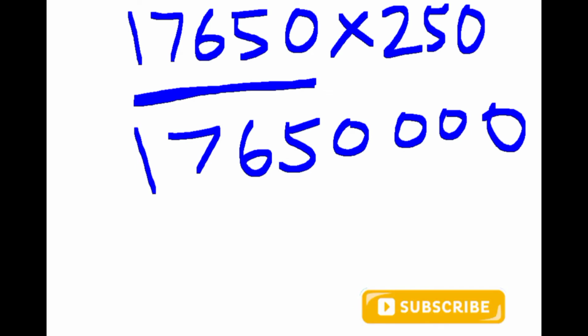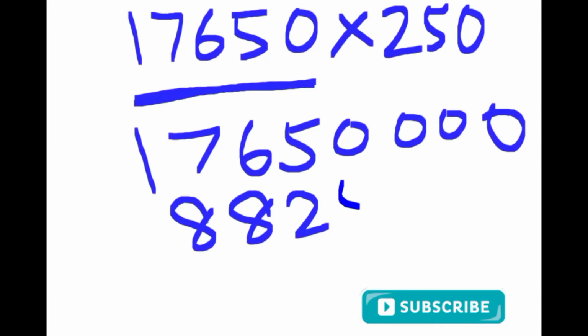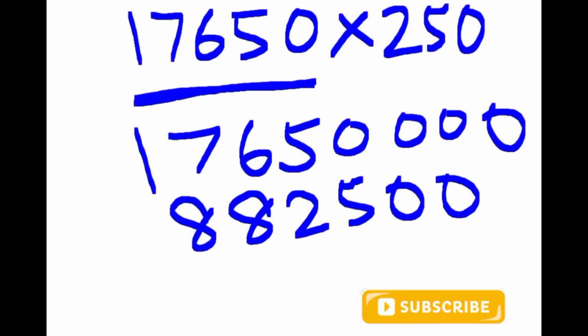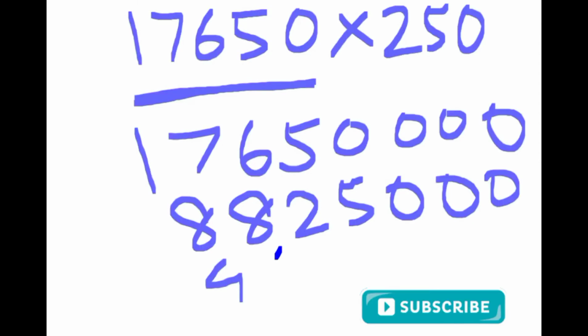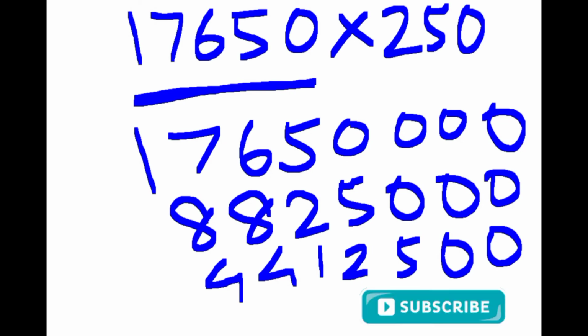Second step, as I told you in the previous video, halve the digits. You just do that. Okay, so 8 8 2 5 0 0 0, and again you just halve the digits. So 4 4 1 2 5 0 0. So 4 4 1 2 5 0 0 is your answer.